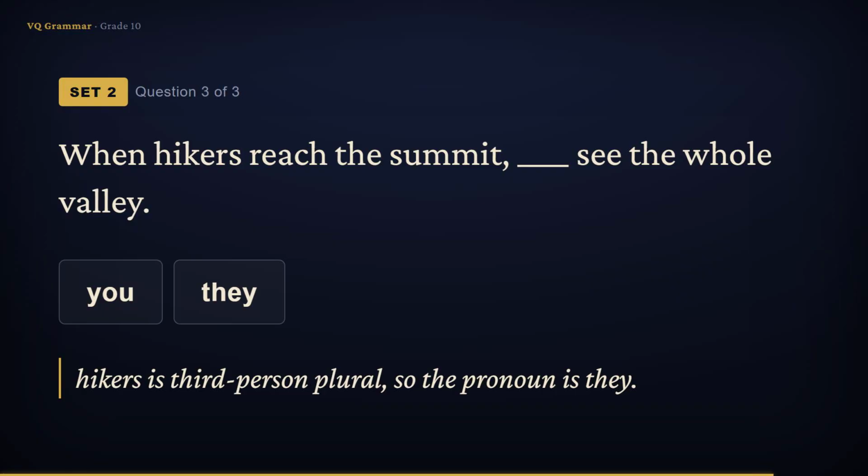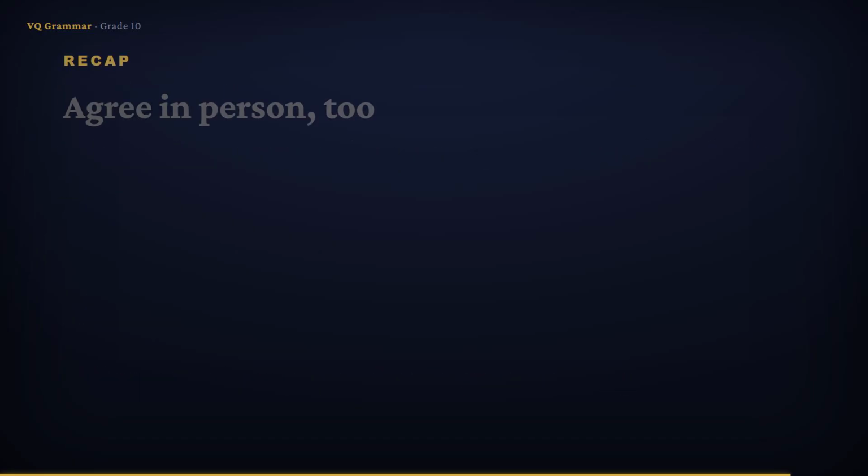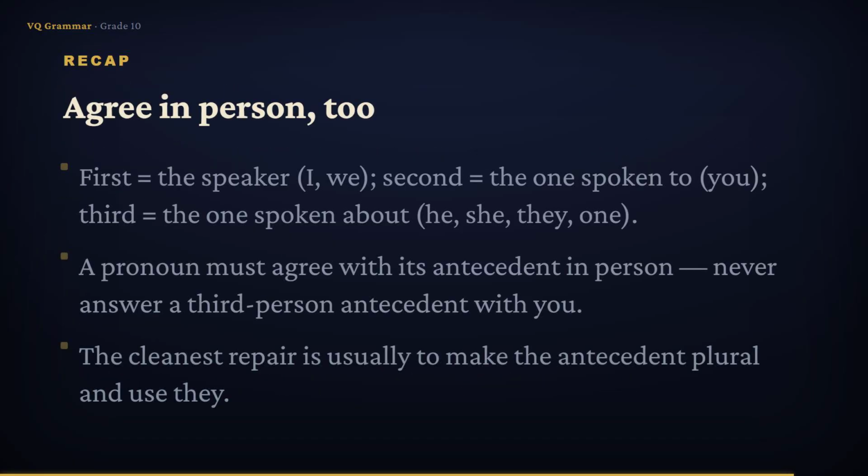The antecedent hikers is third person and plural, which makes this the cleanest kind of sentence to fix. No he or she needed at all. The answer is they. Let's gather everything up.